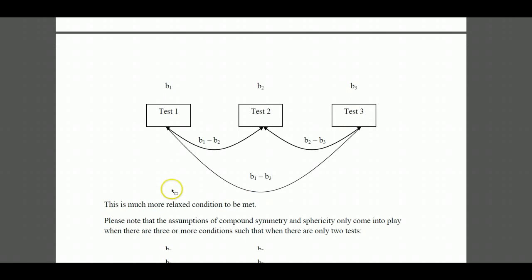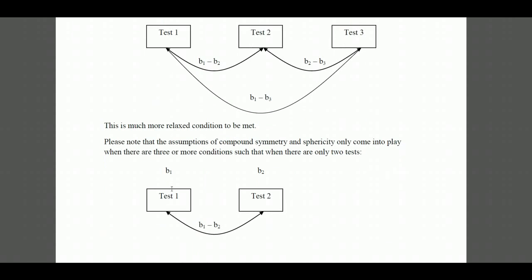Then it's important to note one more thing, is that the assumptions of compound symmetry and sphericity only come into play when there are 3 or more conditions. Because what happens when you have 2 tests, like in this example? So you have test 1 and test 2 only. In that sense, you only have 1 difference, or 1 covariance here. That's all you have. You only have A sub 1.